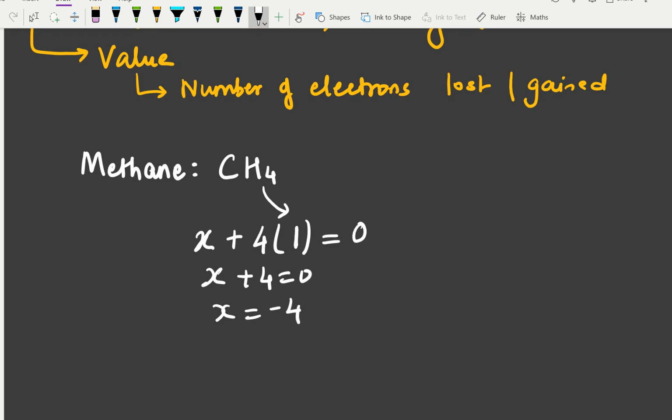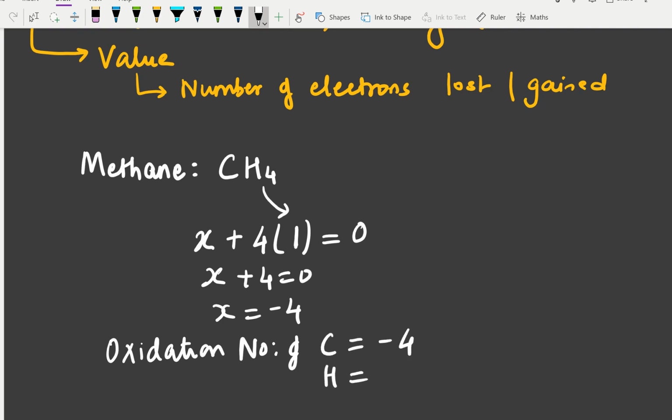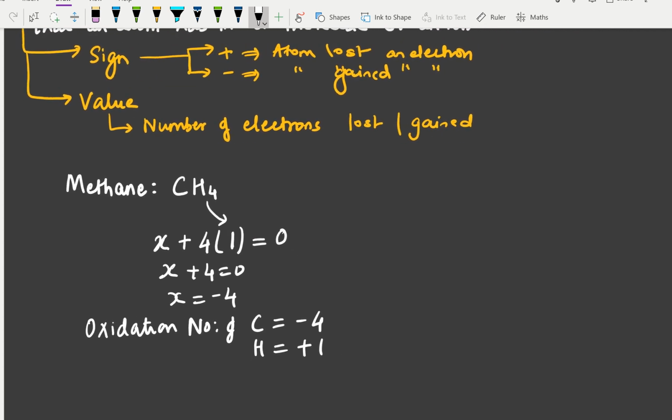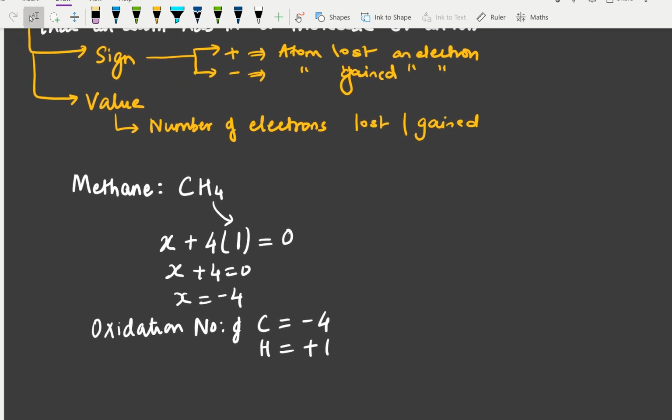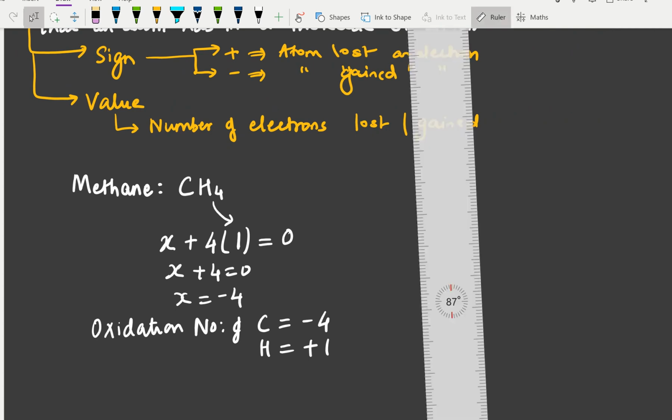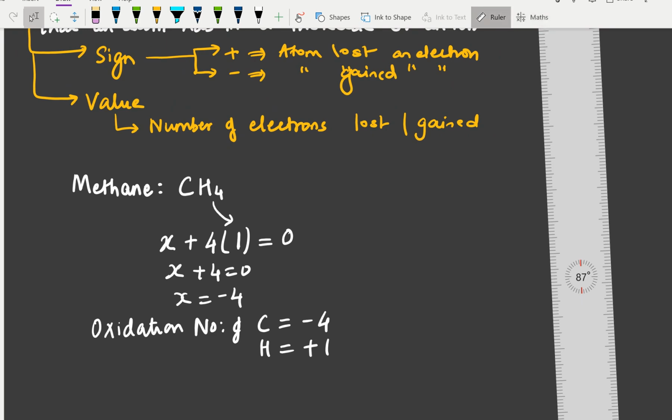So what is the oxidation number of carbon? I'm going to write it down here. The oxidation number of carbon equals minus 4 and hydrogen equals plus 1. Okay, that's one thing, right? Now next I'm going to give you another example.